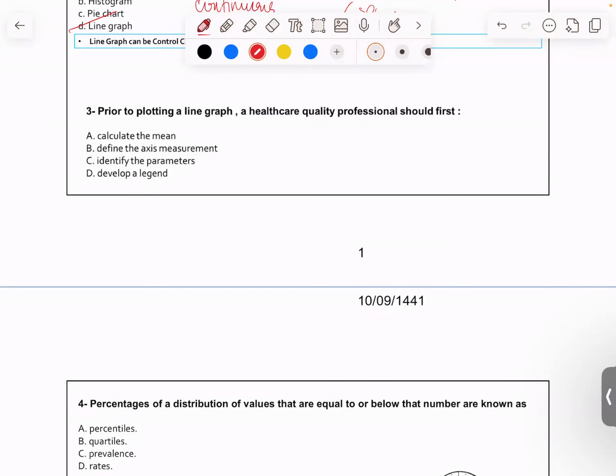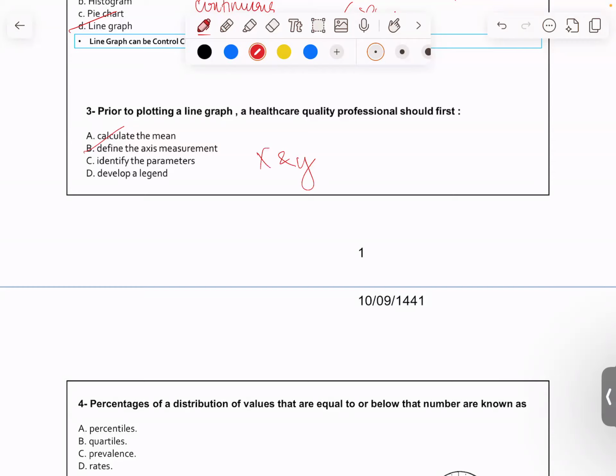Okay, the first thing is not just identifying causes. Okay, first you need to design the parameters? No. Axis measurement. Okay, Radha, the correct answer here is define the axis measurement. The first thing is not just identifying causes. First you need to design the X and Y axis.